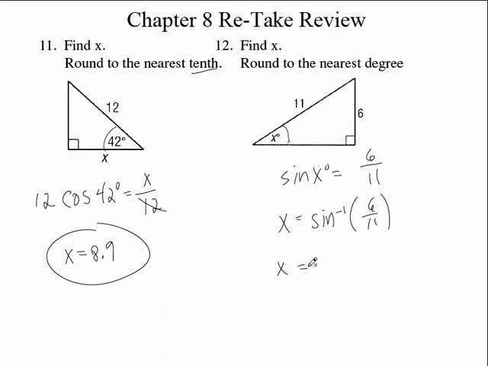Either way, what do you get for number 12? About 33. And look what it says, round to the what? Nearest degree, so we just do 33 degrees, no decimals. Alright, let's move on to the next ones.